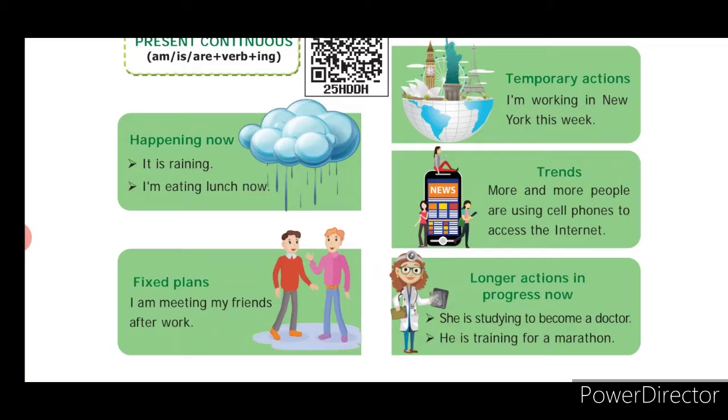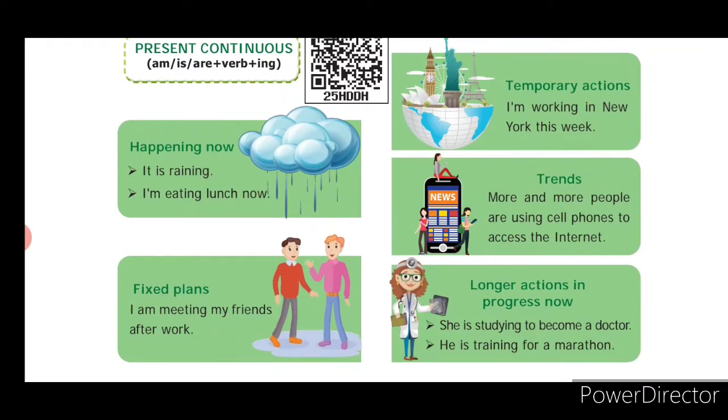Okay, so see here, it is raining. We'll see the examples so that you will understand better. Example, that which is happening now. I told you, it is raining. I am eating lunch now. Then to discuss fixed plans: I am meeting my friends after work. To discuss temporary actions: I am working in New York this week.